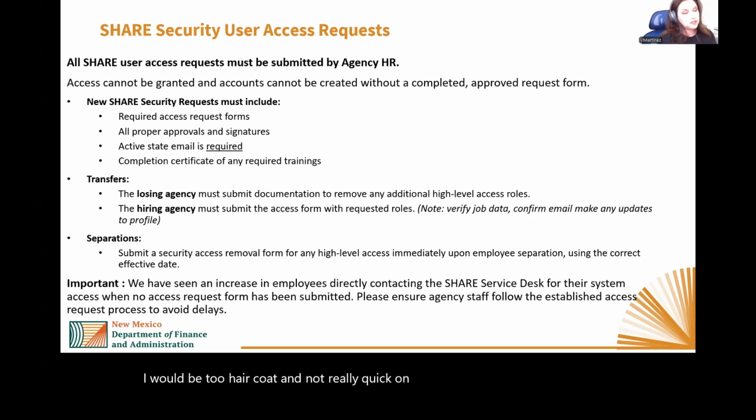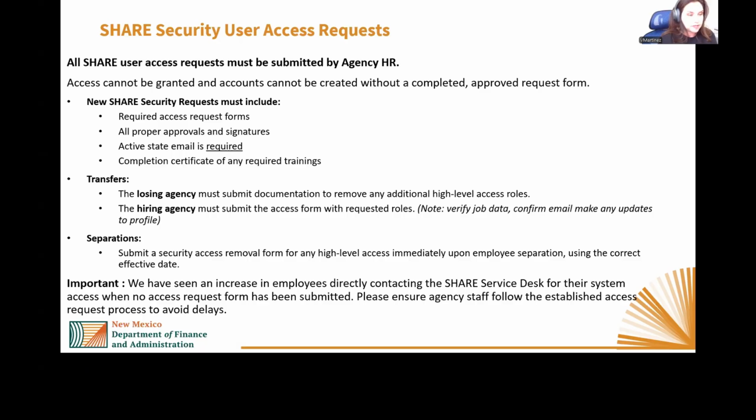Losing agencies, if there's anything higher than ESS, please send in a request to remove the high-level access roles. The hiring agency, again, send in a request form, even if they already have access, because we want to change their role level security, meaning we want to change their business unit to reflect the business unit that they're in. Again, verify job data, confirm the emails, and make any updates to their profiles.